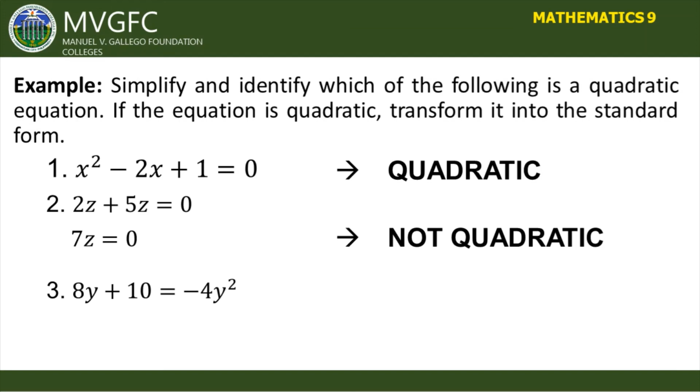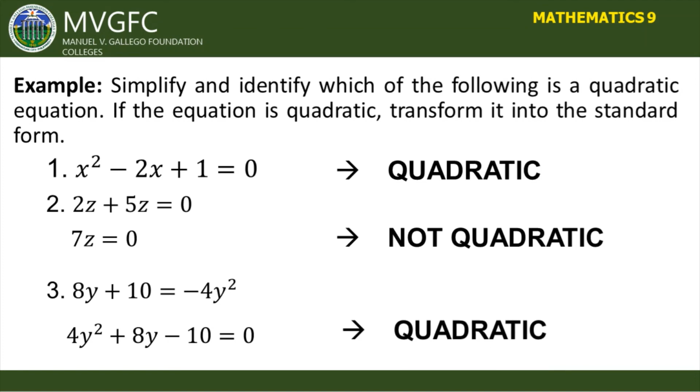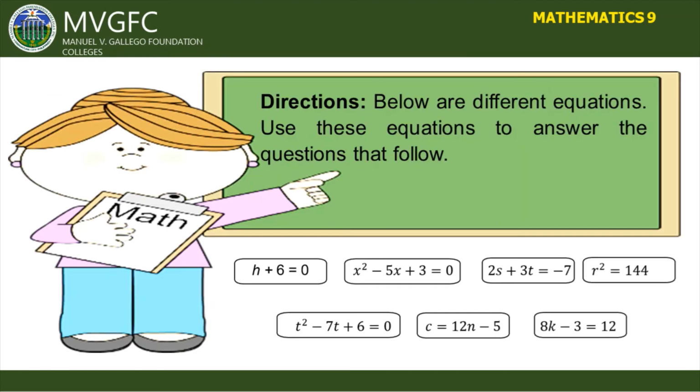And for number 3, we have 8y plus 10 is equal to negative 4y squared. And arrange, of course, the quadratic equation. We have the 4y squared plus 8y minus 10 is equal to 0. So again, this is a quadratic equation because the highest degree of the exponent is 2.